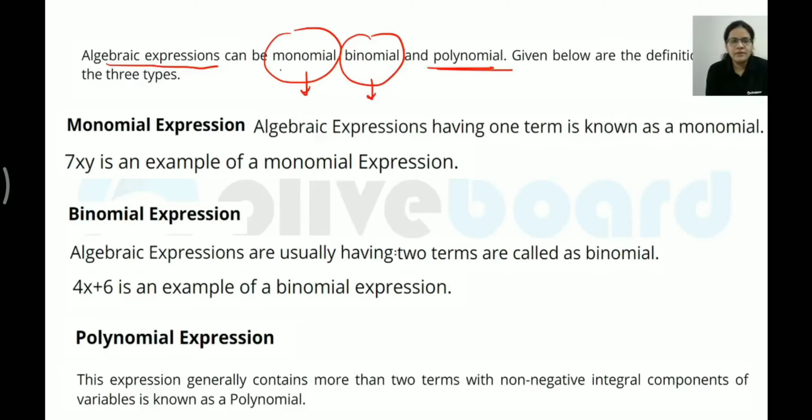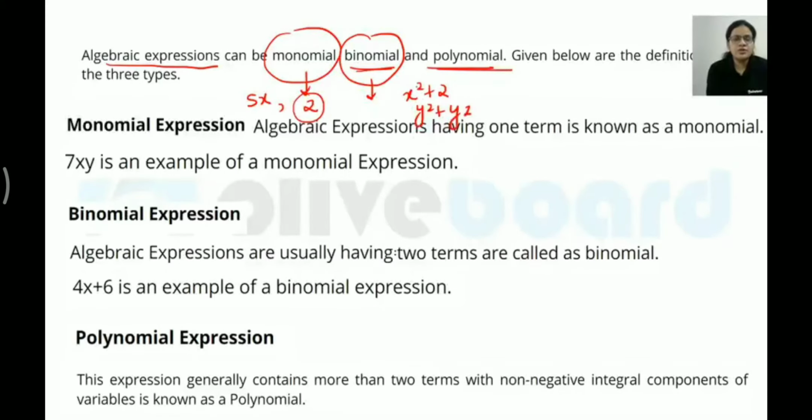For example, if I'm talking about monomial, you can write 5x. This is a monomial. 2, only 2, the constant value, is nothing but my one term, which is a monomial. When I'm talking about binomial, I can write x square plus 2. I can write y square plus yz.